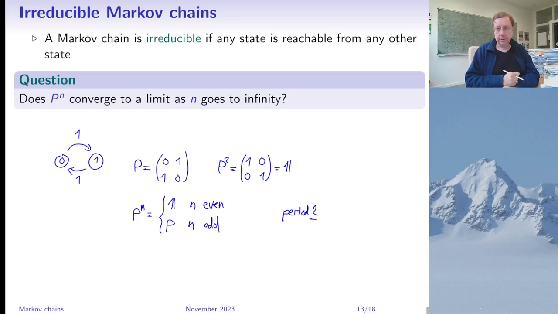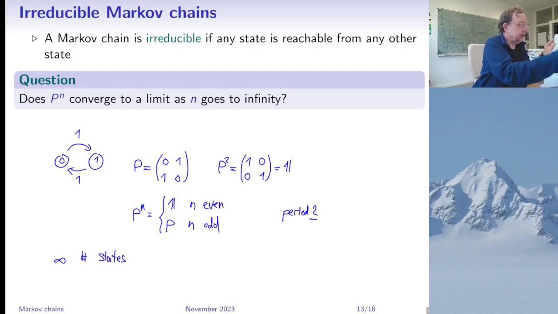And the other possible problem preventing convergence is that if I have an infinite number of states, it may be that P to the n converges, but to zero everywhere. So in some sense, if I look at finite parts of P, it will converge to zero, but my probabilities will get more and more diluted. So it's not the kind of convergence we want to see. So let us look now at some conditions that guarantee convergence.